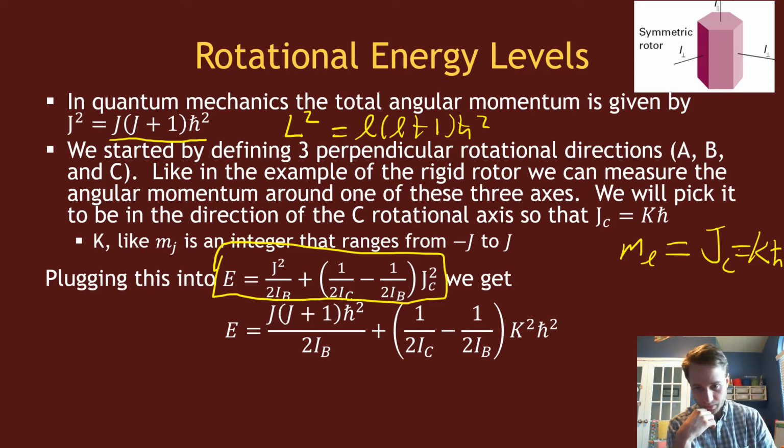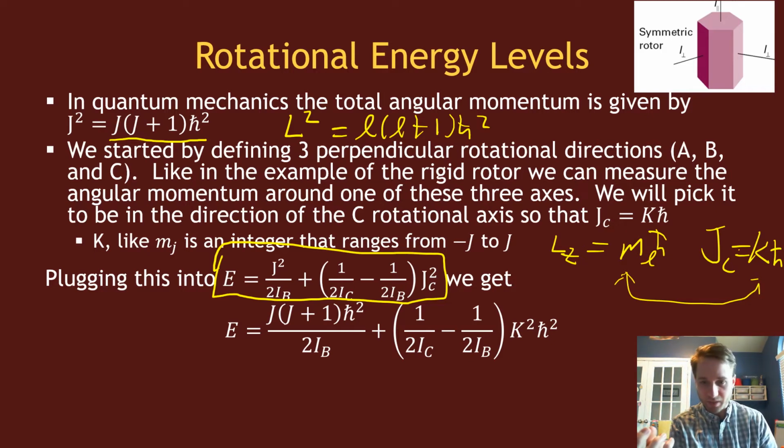Let me rewrite this, because really I should be saying that the orbital angular momentum in the Z direction equals M sub L times H bar. And similarly, we're going to say the rotational angular momentum in the C direction for my molecule is related to K times H bar. So M sub L and K are the same type of quantum numbers, and L and J are the same type of quantum numbers. So they obey the same set of rules.